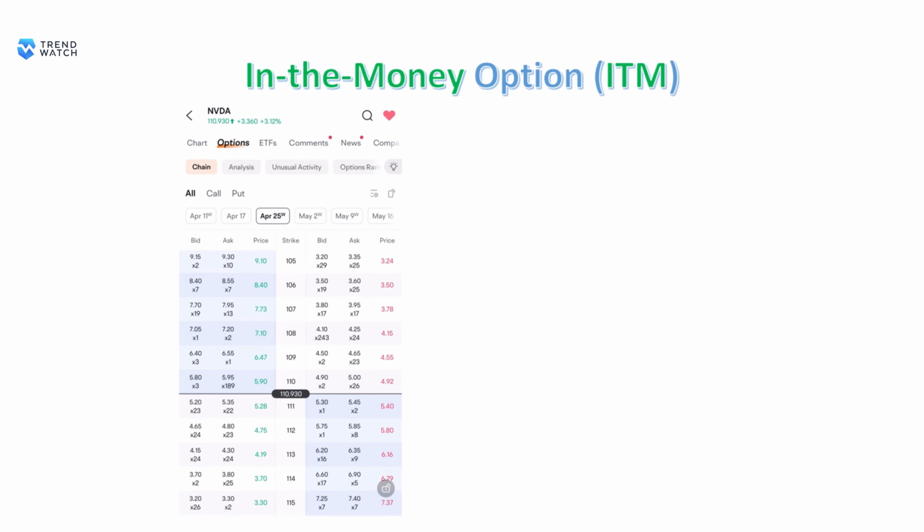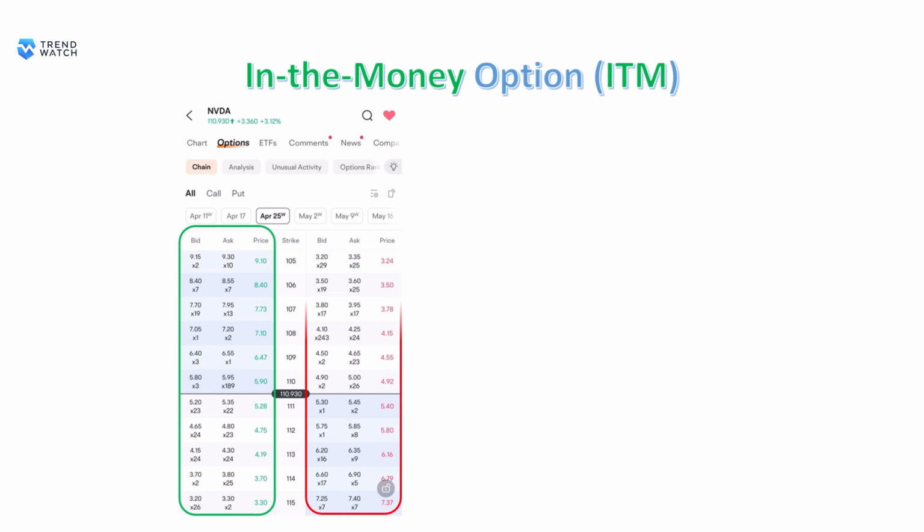This screenshot displays a typical options chain for any underlying asset. To clarify, call options are listed on the left side of the table, while put options are on the right. A horizontal divider marks the current stock price.